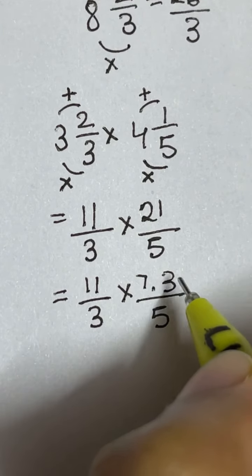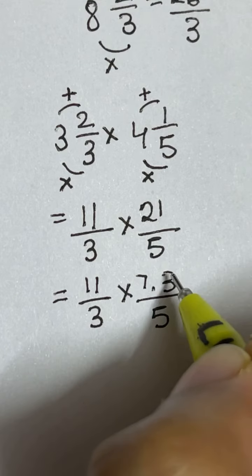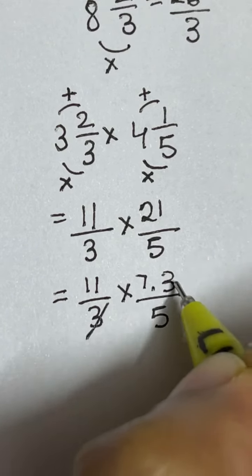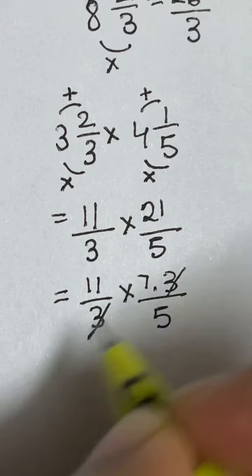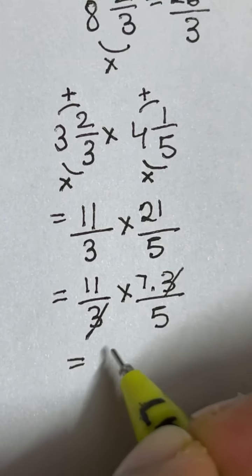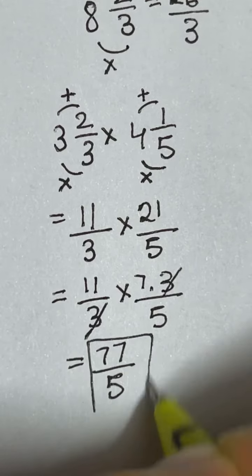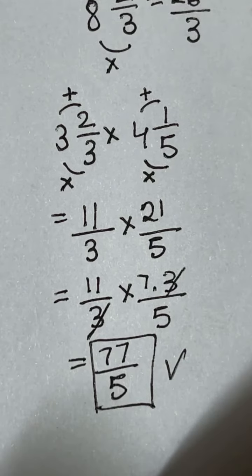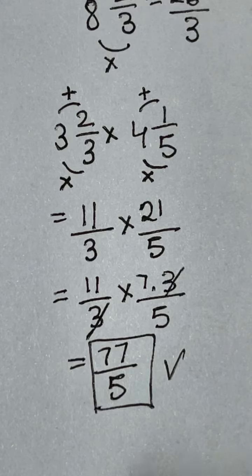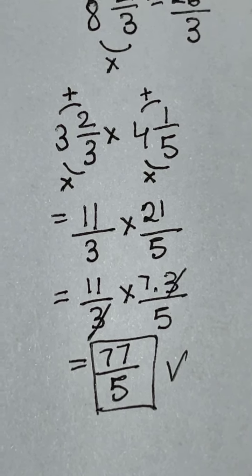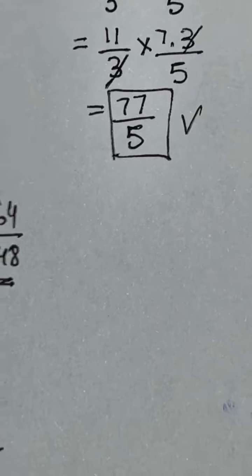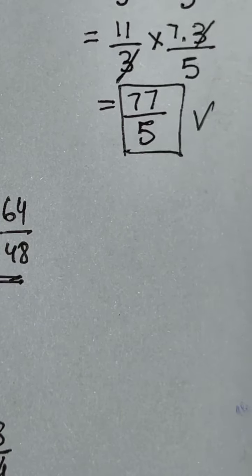Why have I chosen 7 times 3? Because it is easier for me to cancel out these two 3's, and I have a simple answer. 11 times 7 gives me 77 over 5, and you're done. That's your answer. When you multiply two mixed numbers, you get an improper fraction like this.